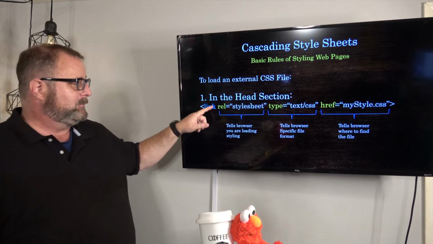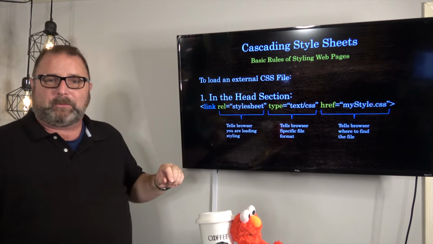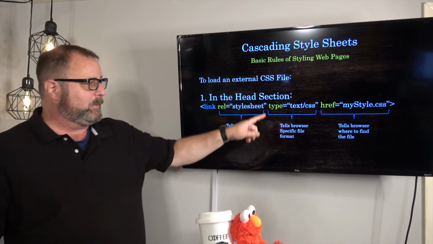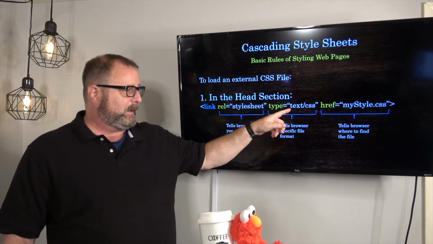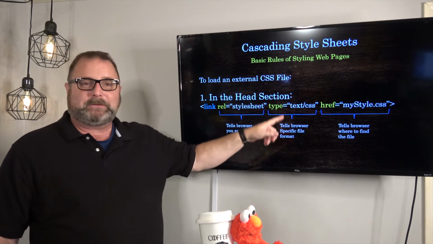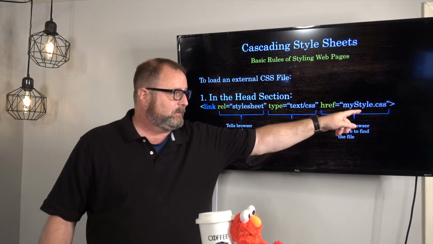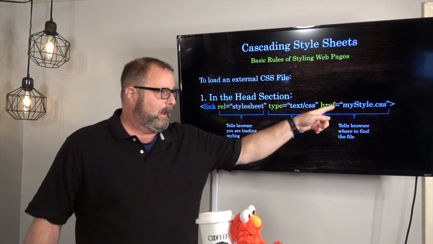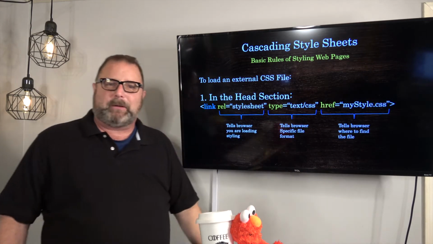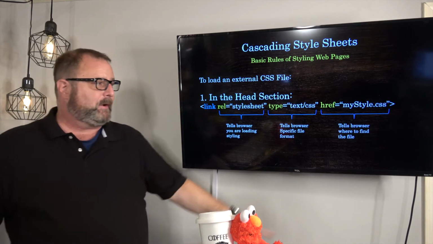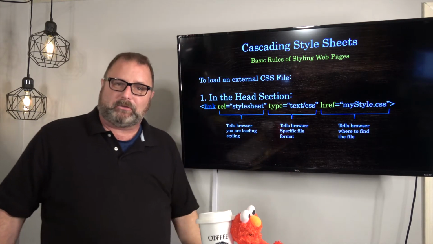Link, rel equals style sheet. So we're telling the browser, go load a style sheet. It's going to be a CSS, so it's text/CSS is the type of file it's going to look for. And then the reference is mystyle.css. This could be hamsandwich.css. It does not matter. As long as the name in the folder where you tell it to go find it matches that, it should load it.